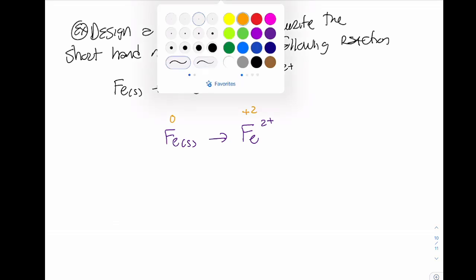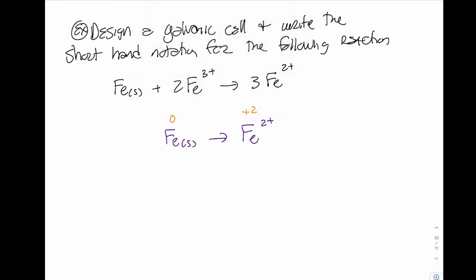And then balancing this using the method that we have learned previously, I need to get my electron counts the same, so I'm going to add 2 electrons to this side. We already said it's our oxidation. My electrons are going to be produced, we're losing them, so this makes sense.